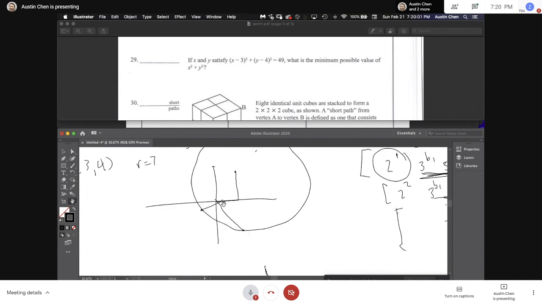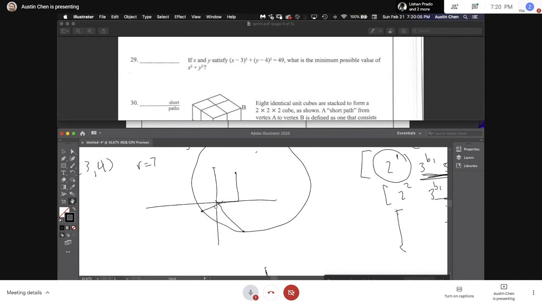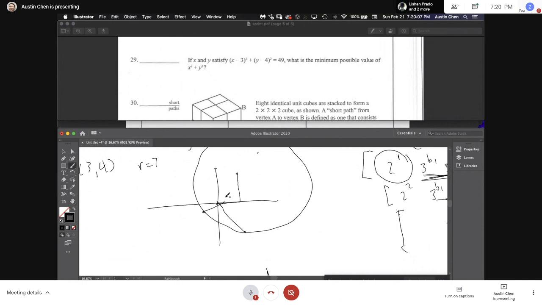So in our problem, we were looking for the closest point on this circle to the origin, and the origin is just a point inside the circle, right? So what we can do is draw a line from the center of our circle, which is at (3, 4), to the origin. And wherever it intersects the circle over here, this is going to be the closest point to the origin.